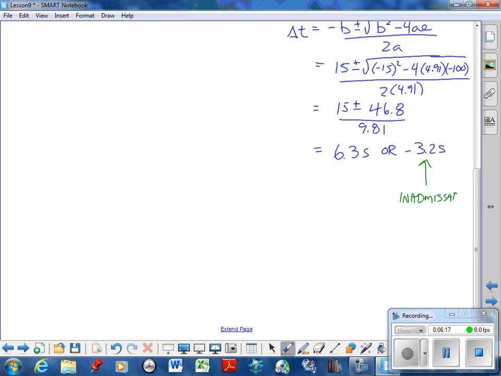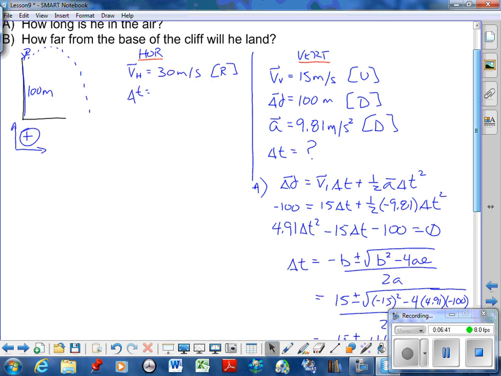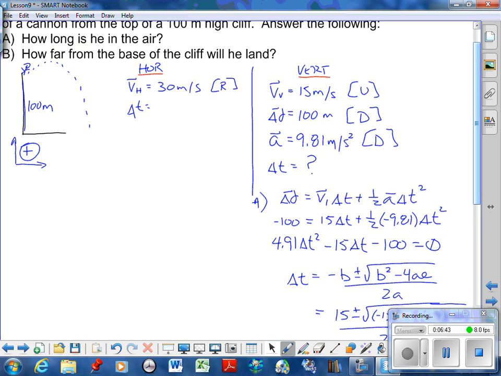Okay, in this course, I do not want to see negative times. Inadmissible is the correct terminology. So therefore, the clown was in the air for 6.3 seconds. So giving him a vertical velocity increased his flight time. All right, so that means that delta t over here will also be 6.3 seconds.